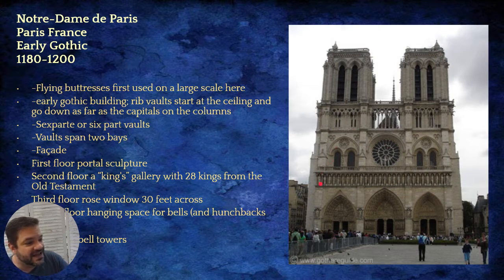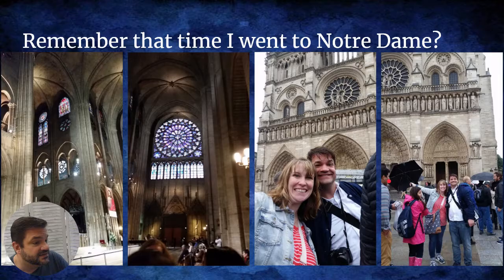Okay. We have the King's Gallery here, the Kings of France, and Old Testament. We've got a statue of Mary just outside the rose window. We've got the bell towers where our hunchbacks live, JK, and we've got gargoyles. We can see pinnacles.